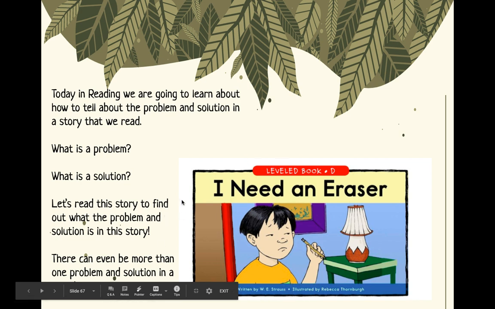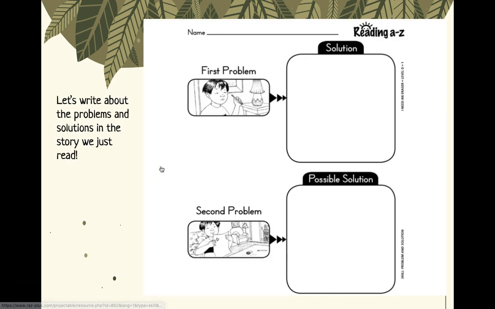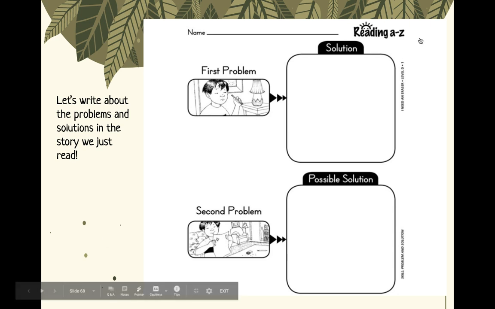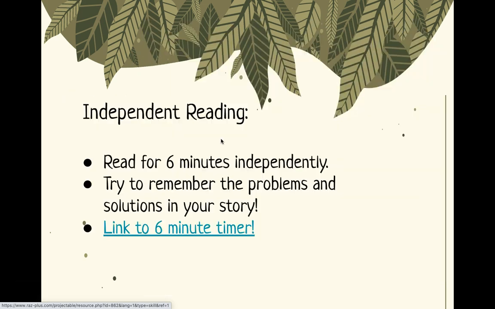But basically, we read the story together as a class, and we determined what the problems and solutions were in the story. And here's the graphic organizer as well for that. And again, you can have this available to you if you would like.